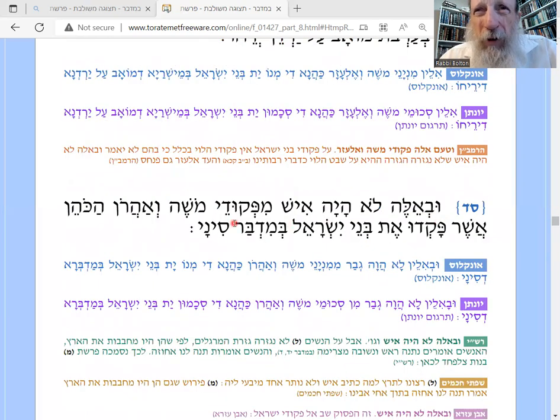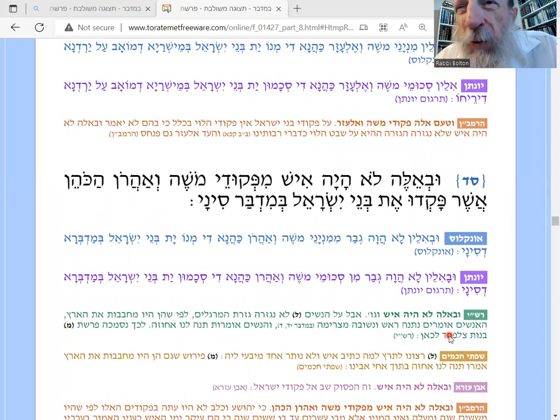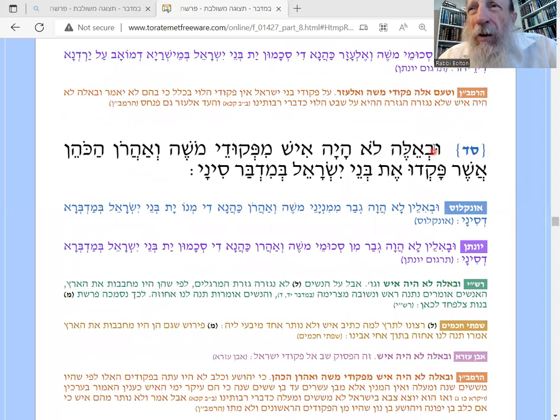From all these people, there was not one person, "Ish, mipkudei Moshe v'Aharon HaKohen, asher pakdu et bnei Yisrael b'midbar Sinai." There was none of them. Let's see what it means. It means all of these people were a new generation. None of these people were among the people that were counted when Moses left Egypt. They all died because of the refusal to go into the land.